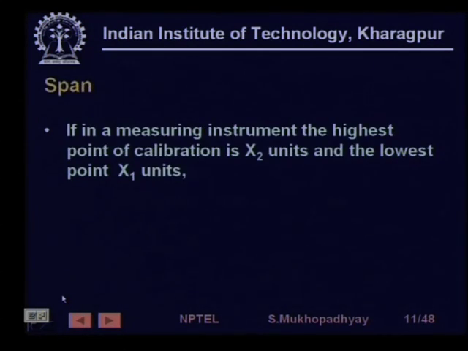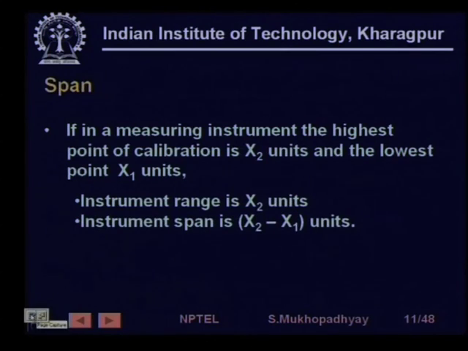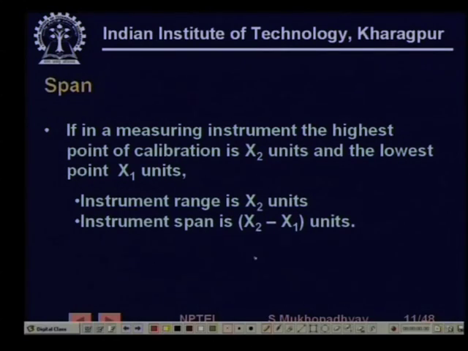It says that if in a measuring instrument the highest point of calibration is x2 units and the lowest point is x1 units, what we are trying to say is that the instrument has been calibrated to work between 2 points. Then the instrument range is x2, it is the highest, so it can work up to that value, and the span is x2 minus x1.